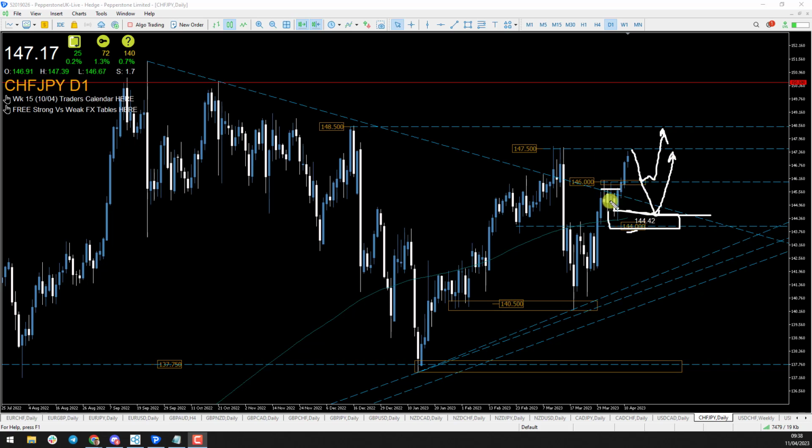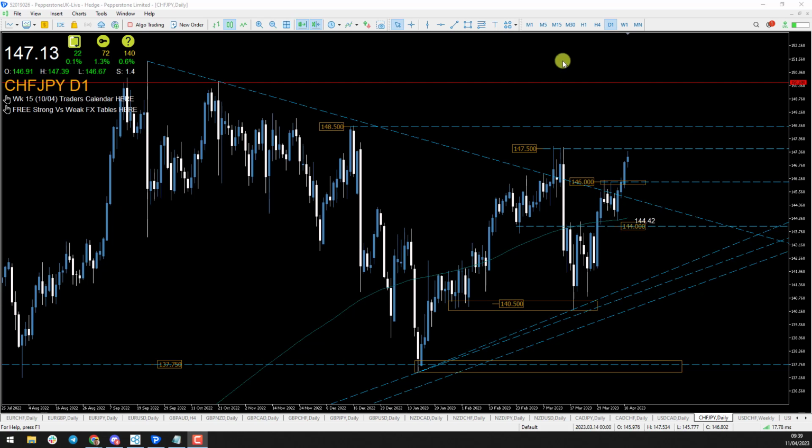So potentially a nice move to come on Swiss yen from a trend trader's perspective. We could look to then target the next area of resistance, which could be the 148.50 handle, or even up to the 150.50 highs.